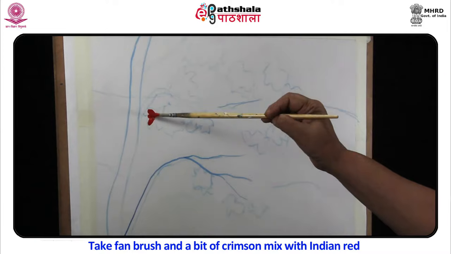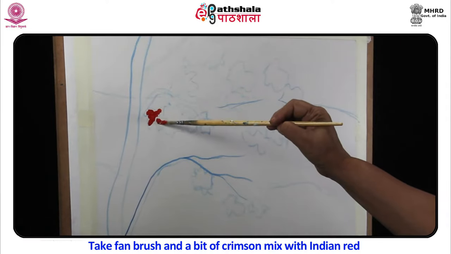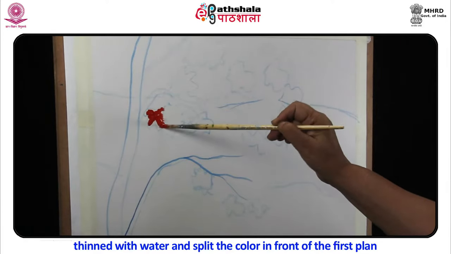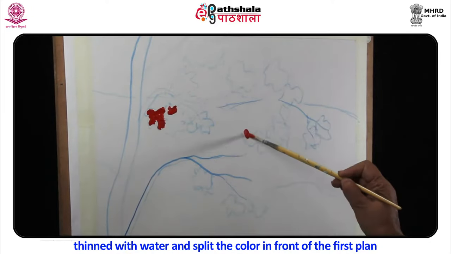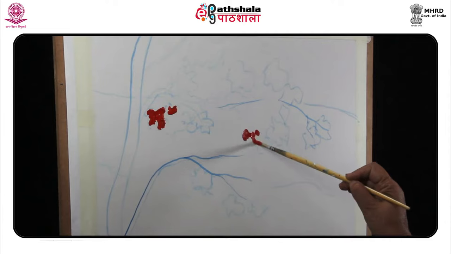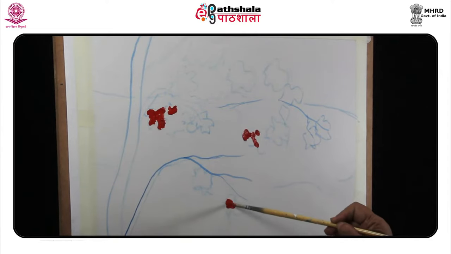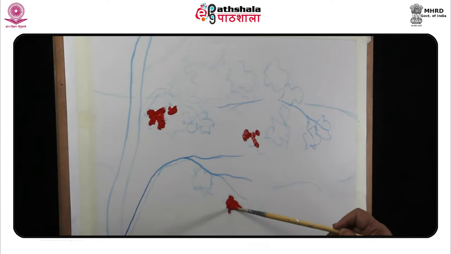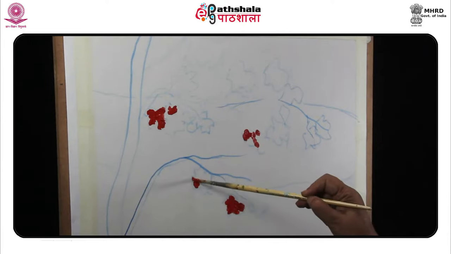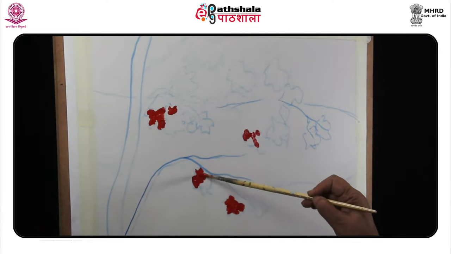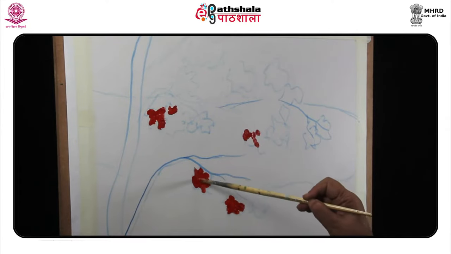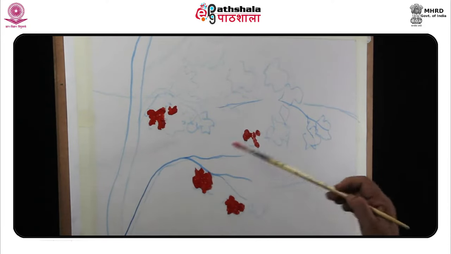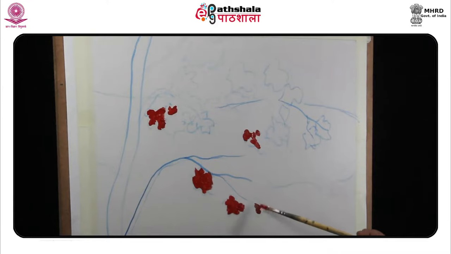Take fan brush and a bit of crimson mixed with Indian red, thinned with water, and spread the color in front of the first plant. Now take the vermilion hue and apply beside the dark crimson. Make the form of leaves freely.